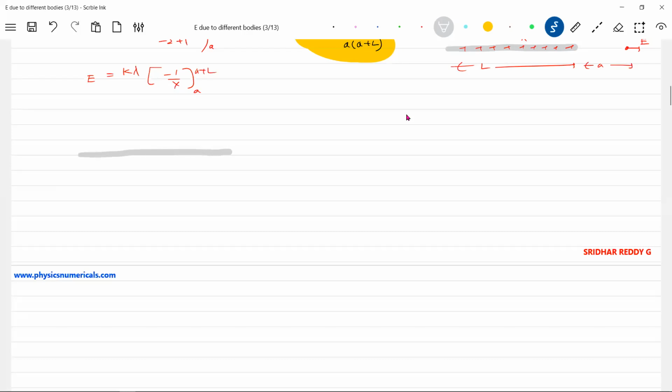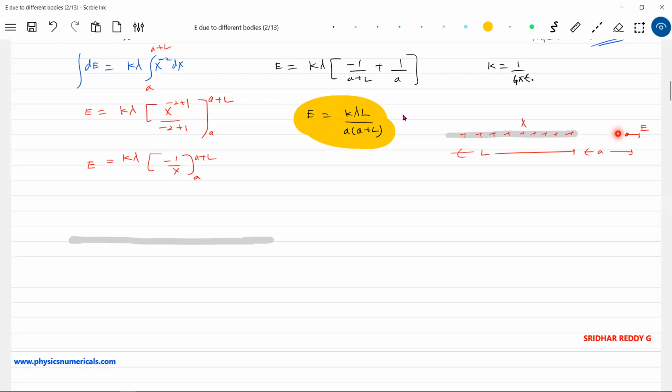Suppose this is a charged rod. If the rod is negatively charged, the field will be directed towards the charged body. If it is a positively charged body, the field will be directed away from the body. If the rod is negatively charged, the field will be directed towards it. So the basic idea: positive charge, negative charge, the E bar due to positive and negative charge.